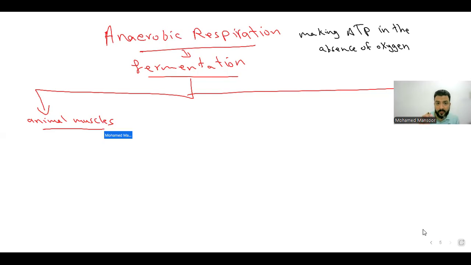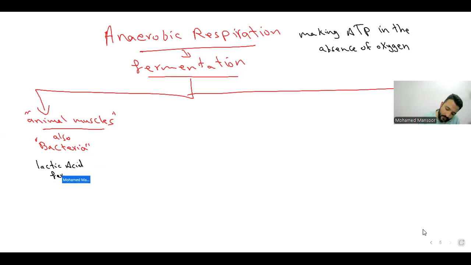And as you said in the beginning, many types of bacteria also. What happens? We carry out a process called lactic acid fermentation. Lactic acid fermentation. Why did they call it like this?